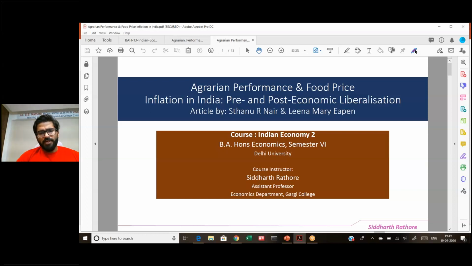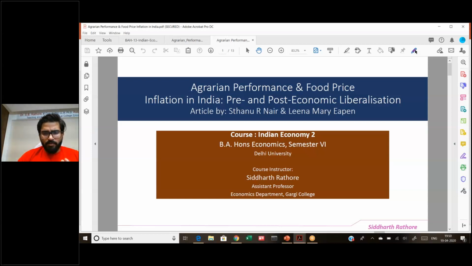So broadly they have divided the entire timeline of agrarian economic growth into these four phases, and then they have further analyzed the growth rates in each of these phases and the food price inflation in all these phases, and they've come to a conclusion that the inflation in the post liberalization era is perhaps more muted as compared to the pre liberalization era.